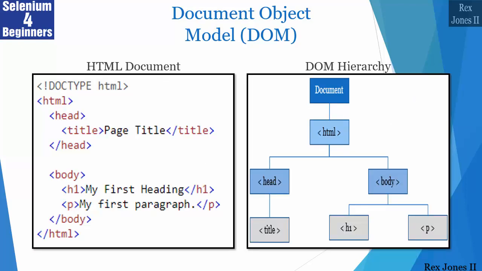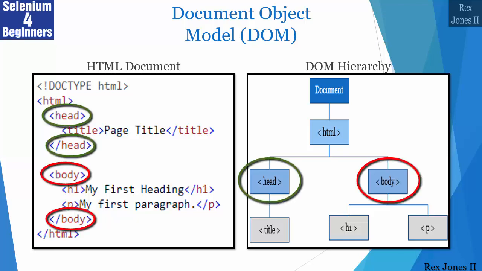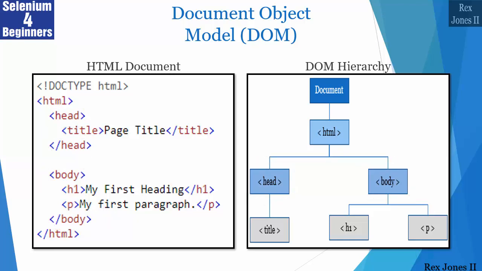Here's the tree structure of a DOM using the HTML from W3Schools. At the top, we see document, then an HTML root element. Under the root element, there are two elements, head and body. Head has title as an element, while body has header 1 and paragraph as elements.